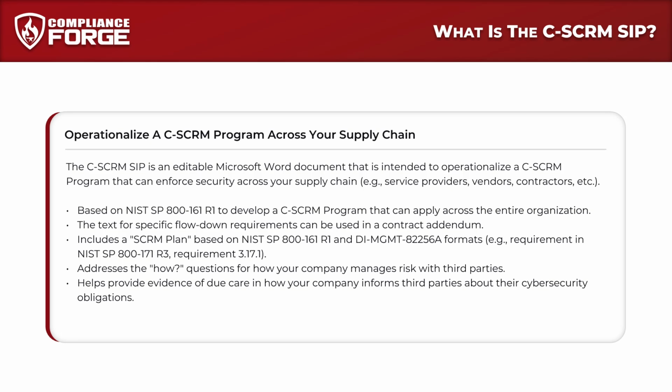The text for specific flow-down requirements identified in the C-SCRM SIP can be used in a contract addendum. It includes a SCRM plan based on both the NIST 800-161 and DoD formats. It addresses the how questions for how your company manages risk with third parties, since managing third-party risk is now a common requirement in statutory, regulatory, and contractual obligations. And it helps provide evidence of due care in how your company informs third parties about their cybersecurity obligations.